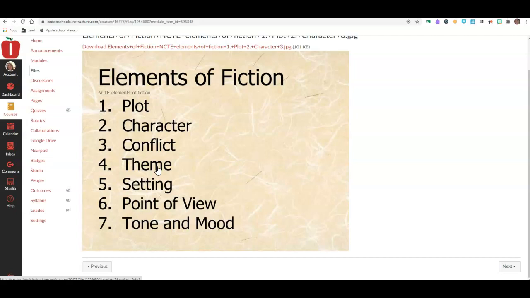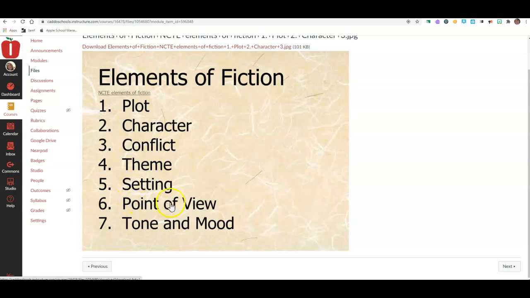Then we have setting. Setting is the actual place where things are happening, but it's also the historical lens or the historical value of social constructs at the time, anything that has to do historically with the people or the characters or the social situation that they're dealing with. You need to understand all of that. We call that historical lens. You need to understand all of that for the setting.